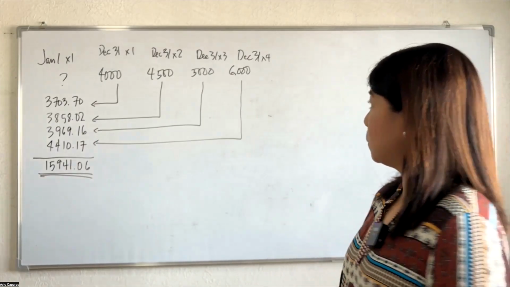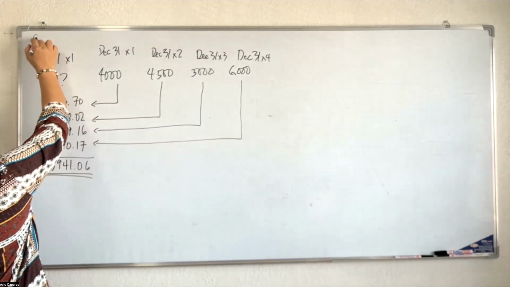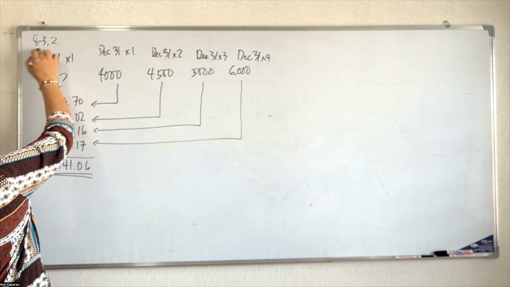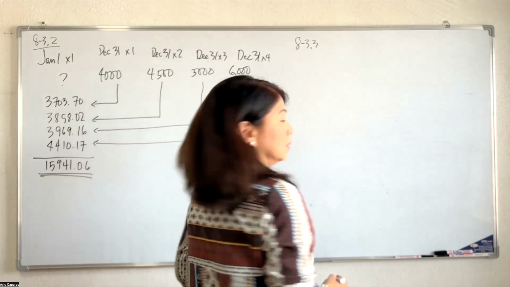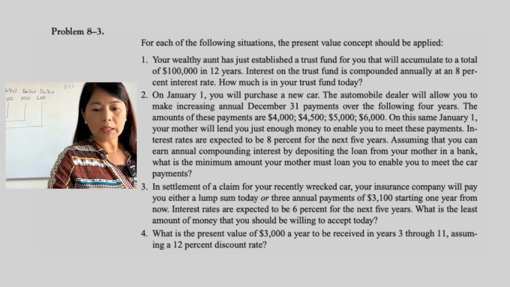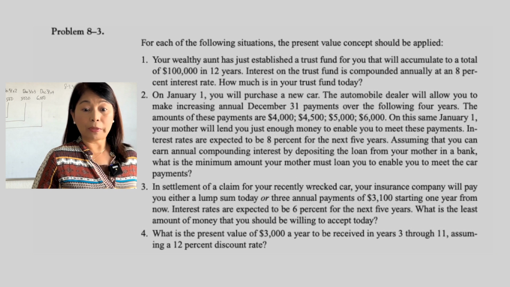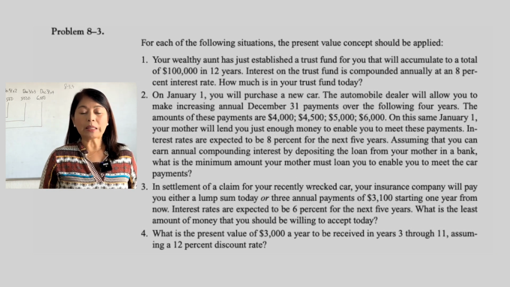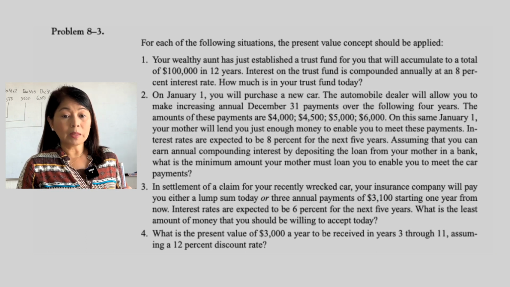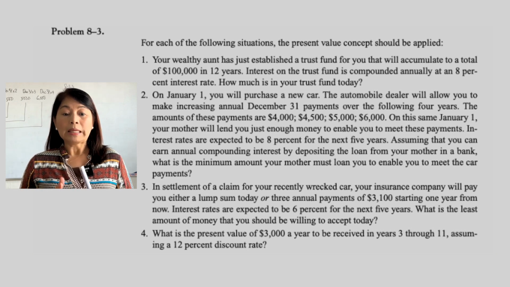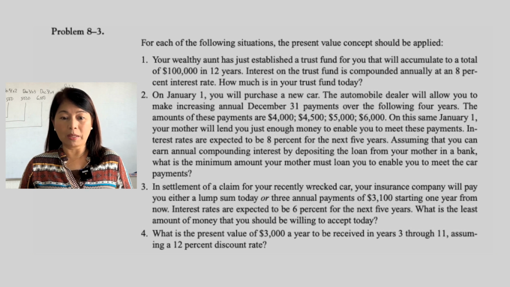Okay, so let's not erase the board yet. I'm just saying that this is 8-3, 2. Now we will go to 8-3, 3. Okay, so what is the question for 8-3, number 3? In settlement of a claim for your recently wrecked car, your insurance company will pay you either a lump sum today or 3 annual payments of 3,100 starting 1 year from now. Interest rates are expected to be 6% for the next 5 years. What is the least amount of money that you should be willing to accept today?